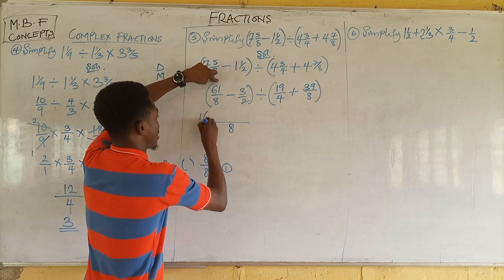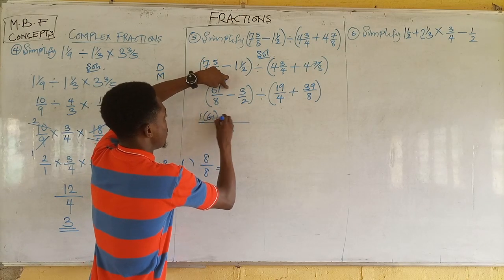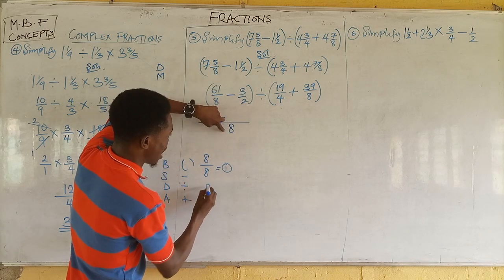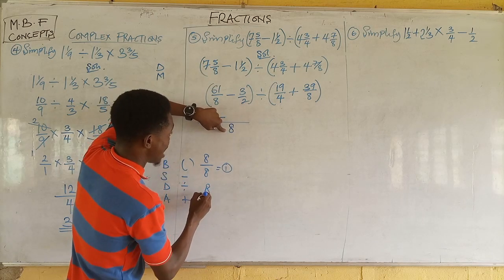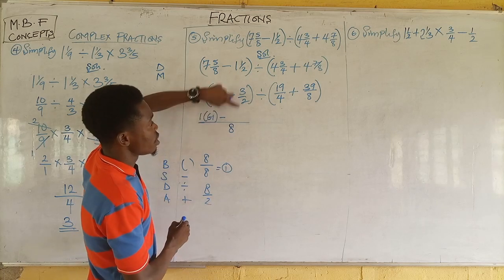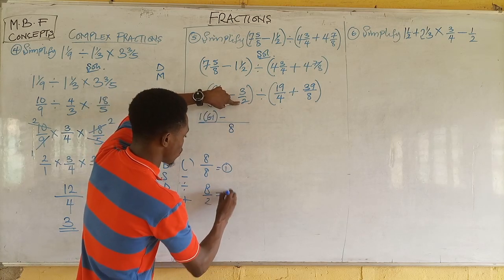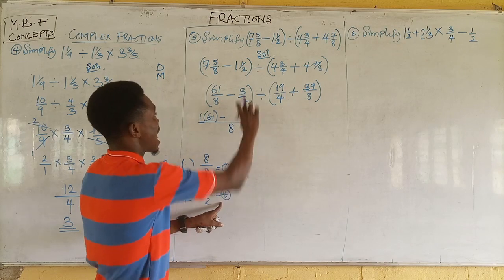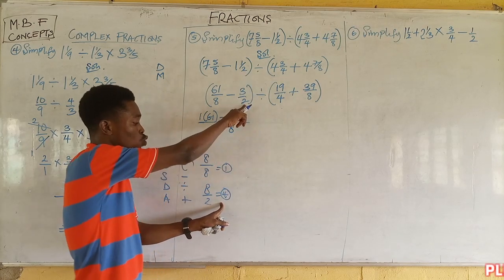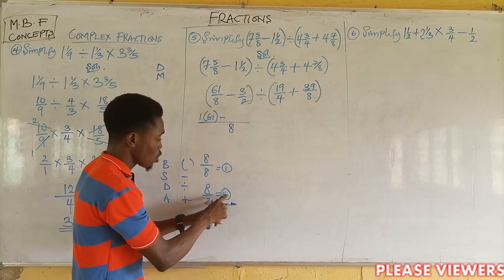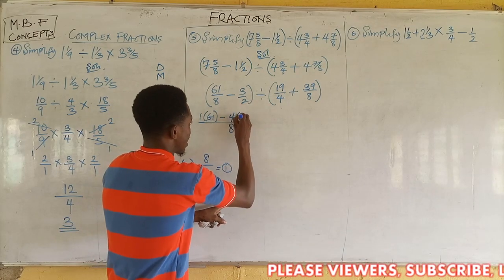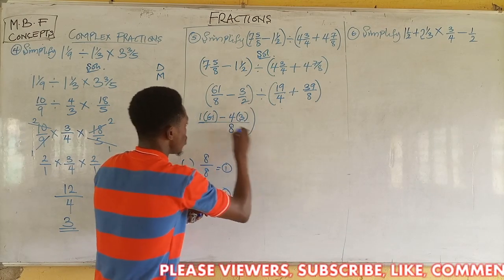So we are going to have 1 times 61. Then minus, the next thing we do is to still put down this new denominator, which is their LCM, divided by the second denominator, which is 2. And this will have given us 4. So we are going to multiply the numerator corresponding to this denominator by this 4. So we are going to have 4 times 3. We are done with that.